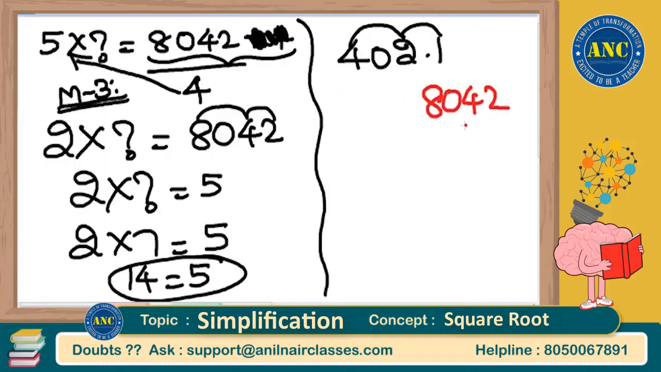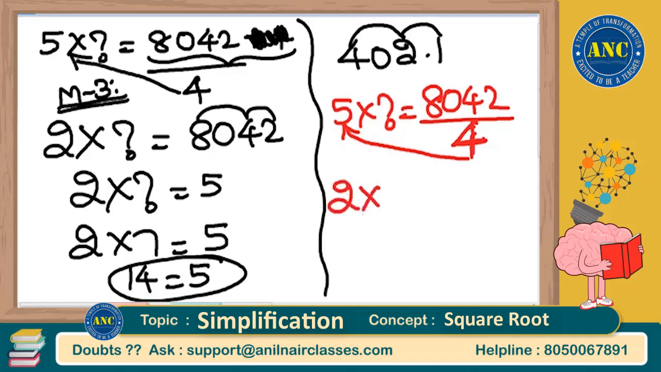8042 divided by 4 is there, Geeta. Here 5 into question mark is there. Cross multiply this 4. 5 into 4 is 20. 20 digital sum is 2. 2 into question mark is 8, plus 4 is 12. 12 plus 2 is 14. 14 digital sum is 5. Check out from the answer options.